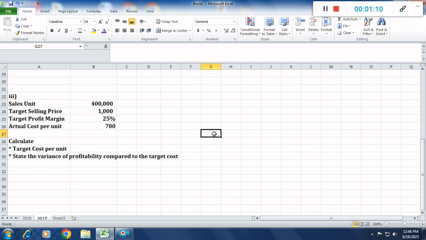Third part. The following is the summary of the information that has been presented to the management by the earlier enterprises. This information is given in the question. Sales unit 400,000, target selling price 1000 per unit, target profit margin 25%, and actual cost per unit is 700 rupees. We are required to calculate the target cost per unit and state the variance of profitability compared to the target cost.